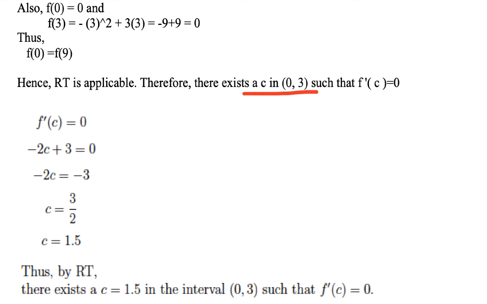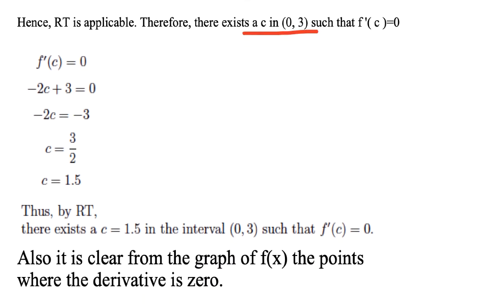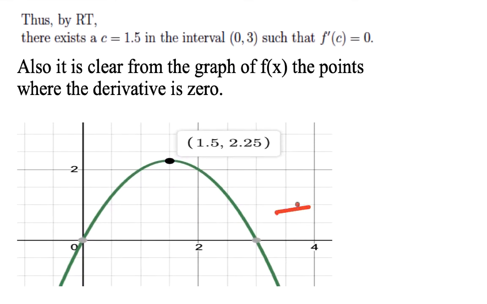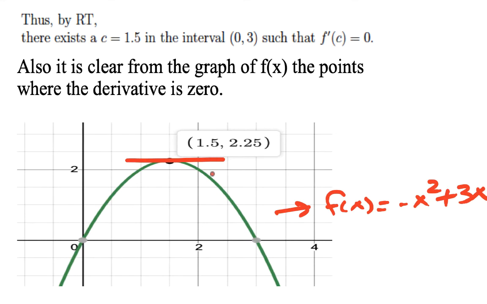Now we can also verify this by looking at the graph of the function, the original function minus x squared plus 3x. So this is, guys, the graph of the function minus x squared plus 3x. Notice at this point 1.5 and the value of the function, which is 2.25, clearly we can draw a horizontal tangent line. And this is an indication that the derivative of this function at this point is 0.